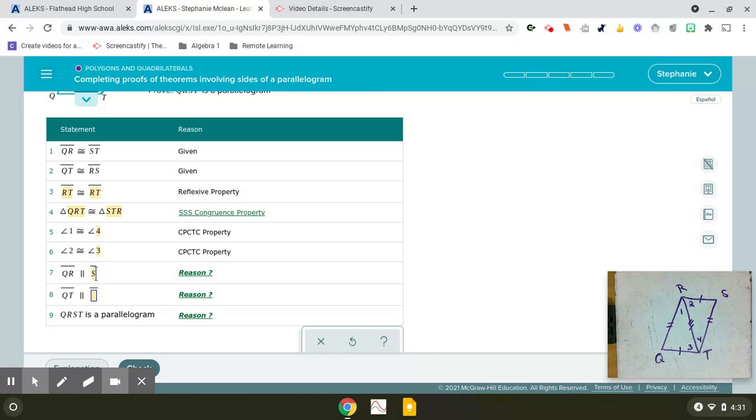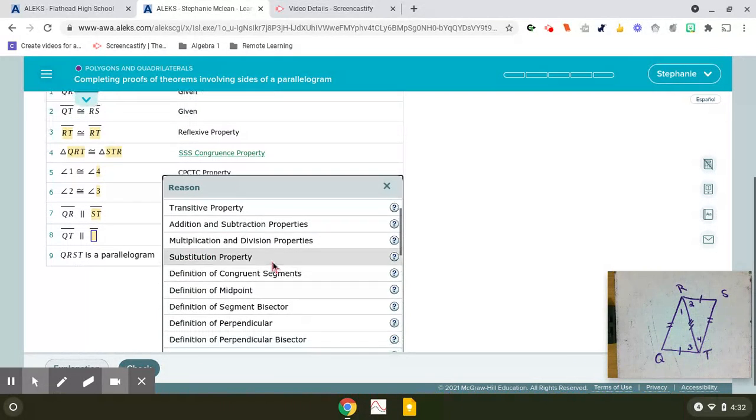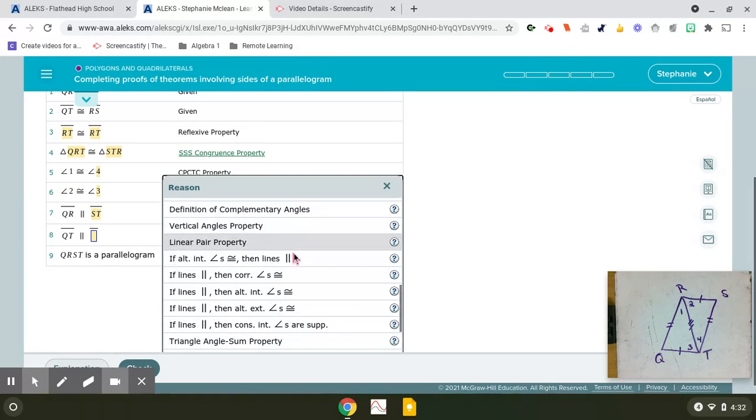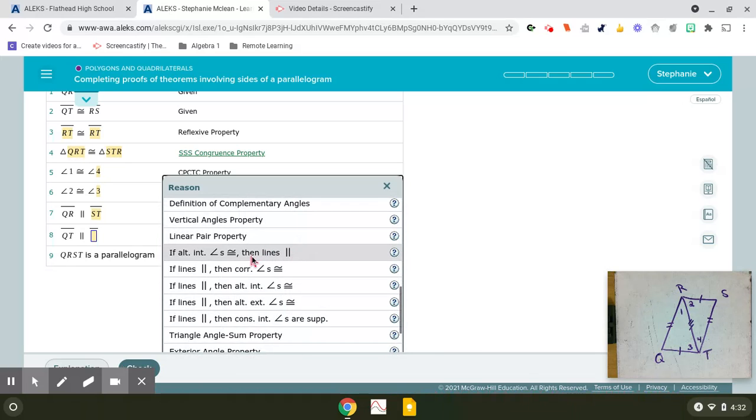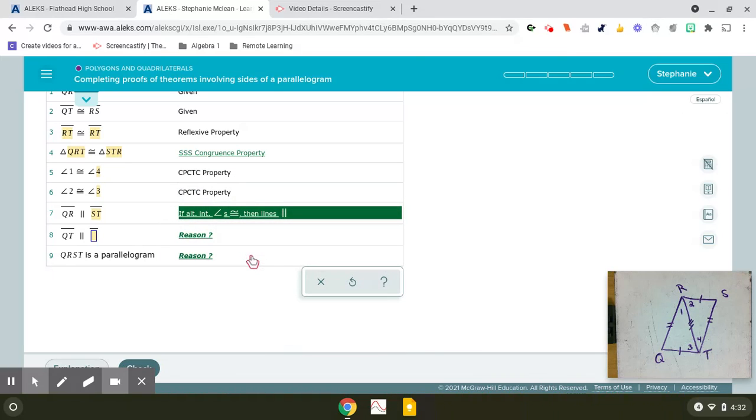In order for this to be a parallelogram, that has to be true, because angles 1 and 4 are alternate interior angles. If those are equal, then the lines must be parallel. So if alternate interior angles are congruent, then the lines are parallel.